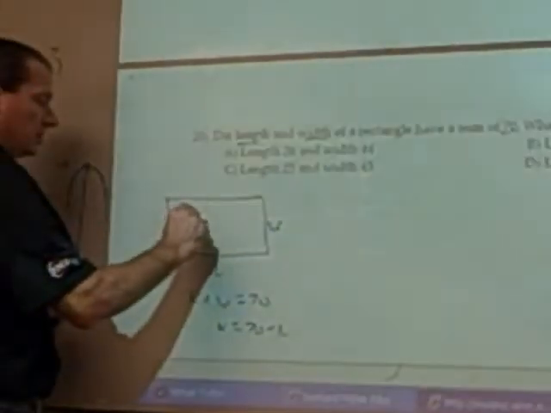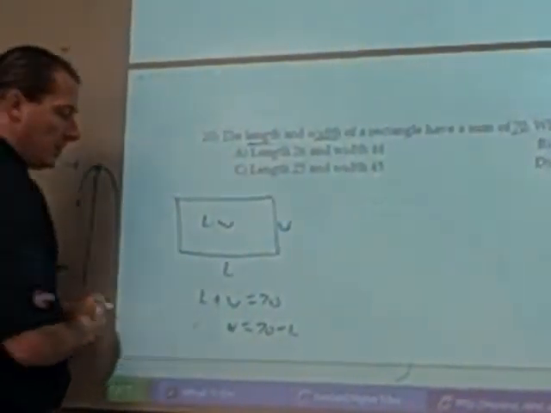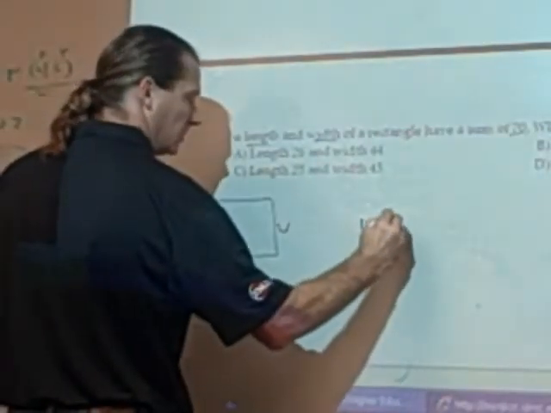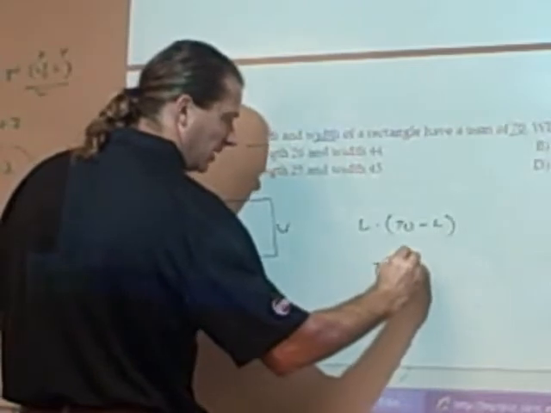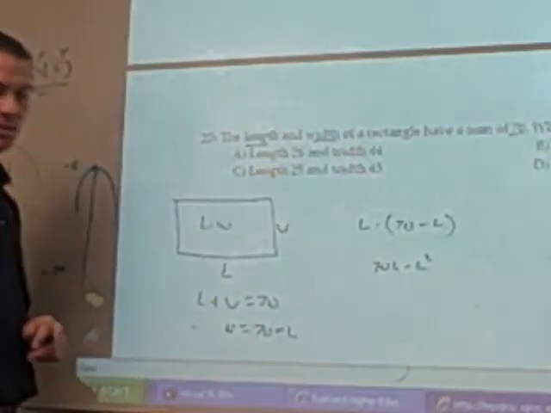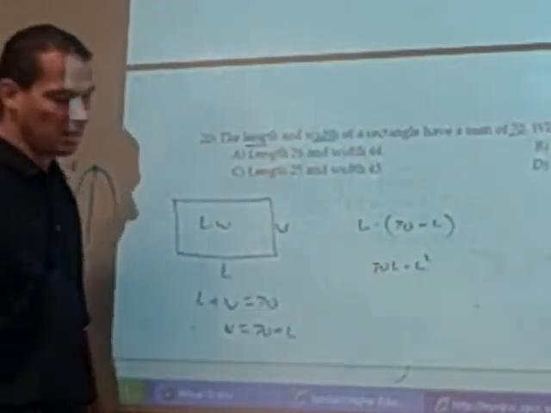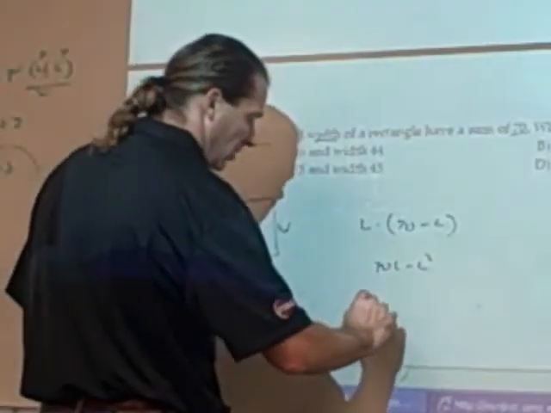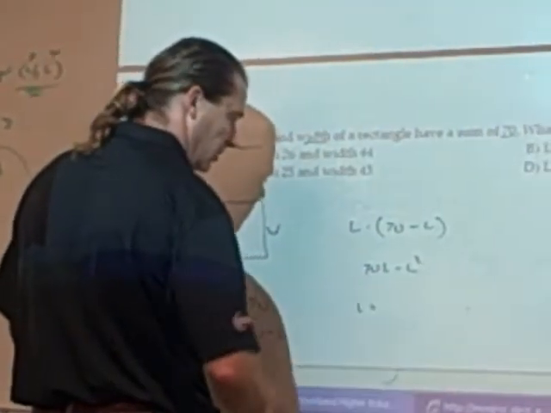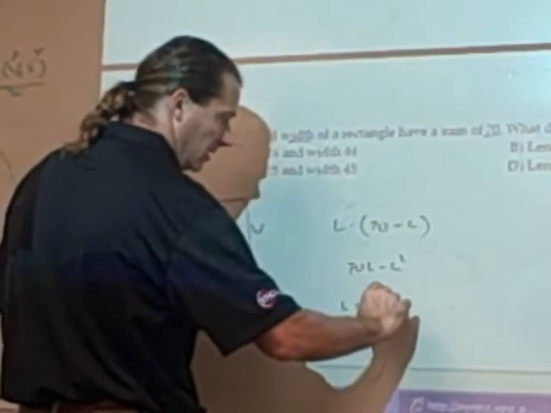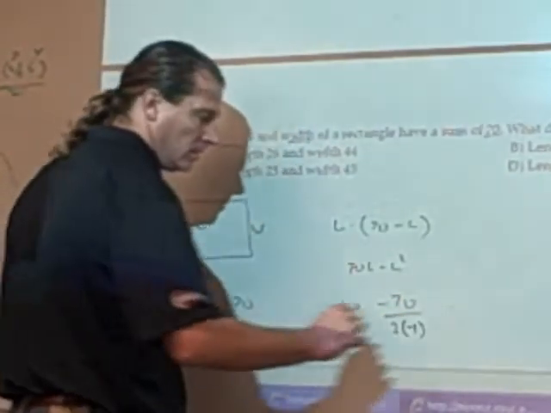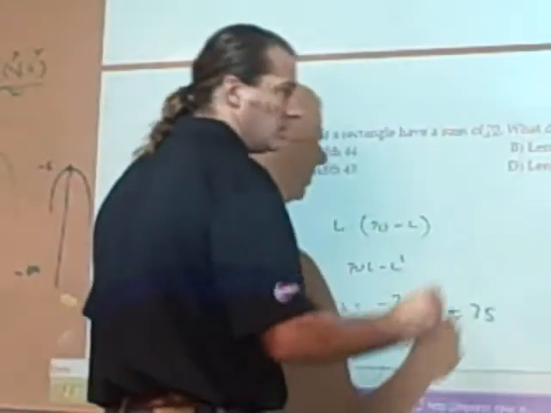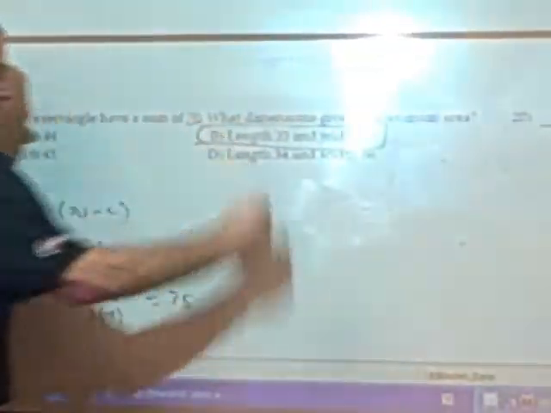Also, you can say here the length times W is the area, so the area is going to be L times W. So this will be L times 70 minus L, which means you have 70L minus L squared, which is a parabola that opens downward and has a maximum. And the maximum occurs when L is equal to minus B over twice A, which becomes 35. So you can say this right here as your answer.